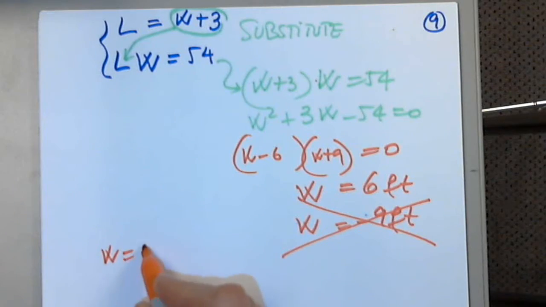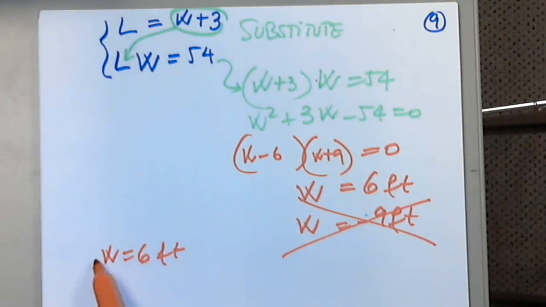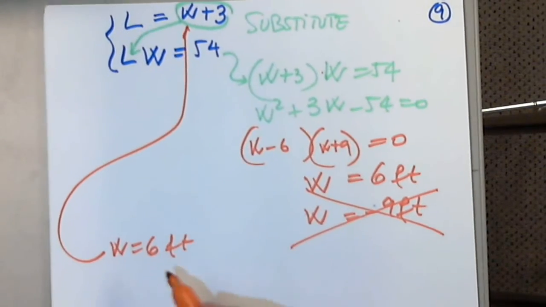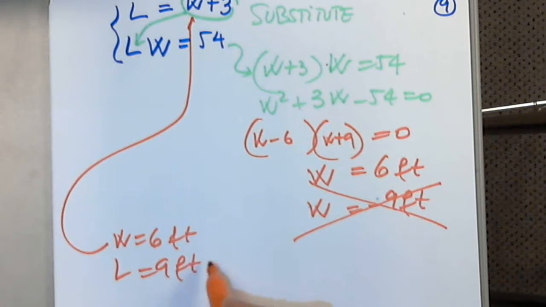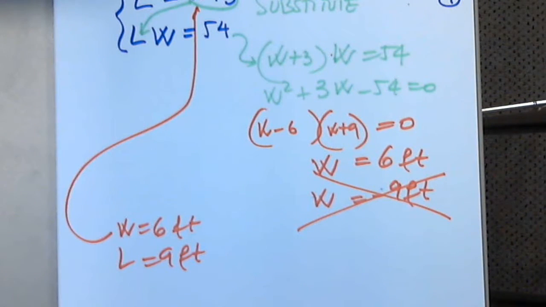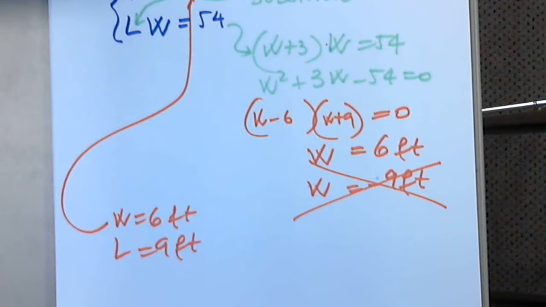So if the width is 6 feet, the length is 9 feet. Then the length is indeed 9 feet. Perfect. That's true. Any questions? We have 5 more minutes.